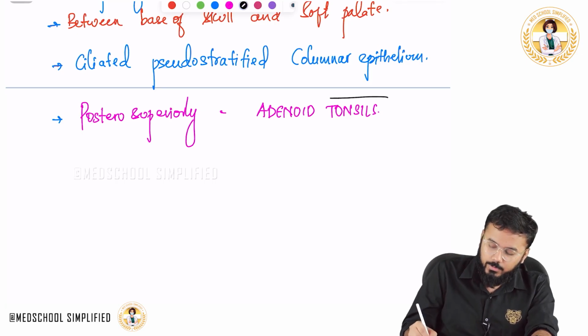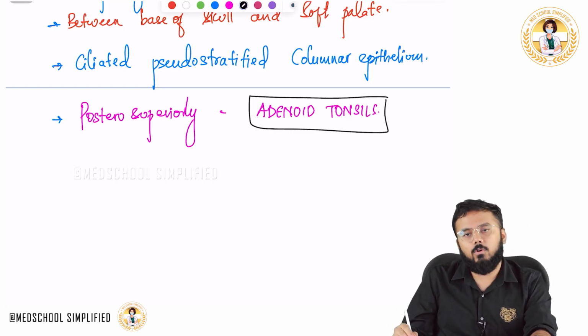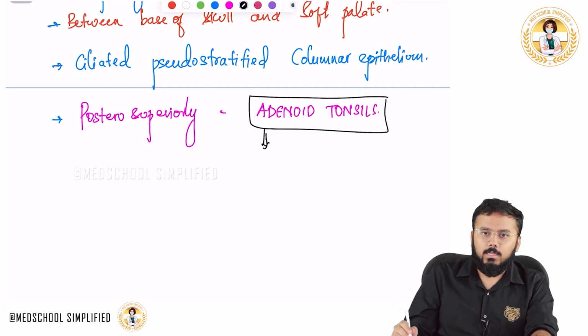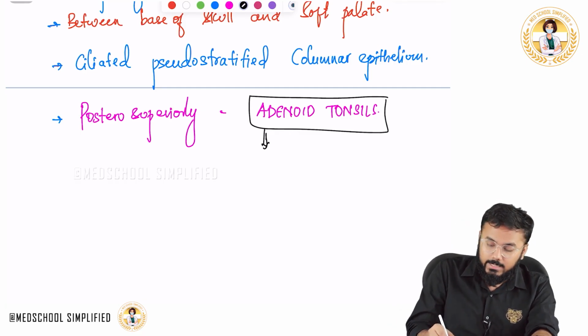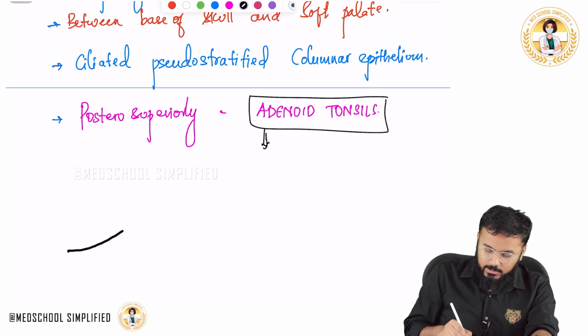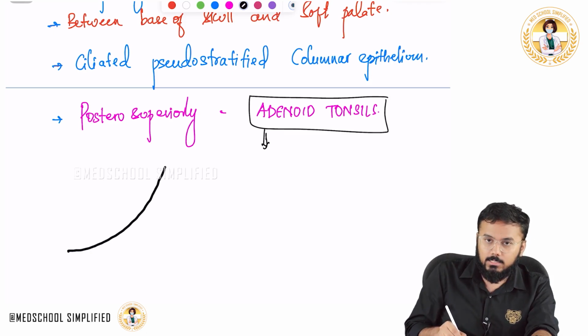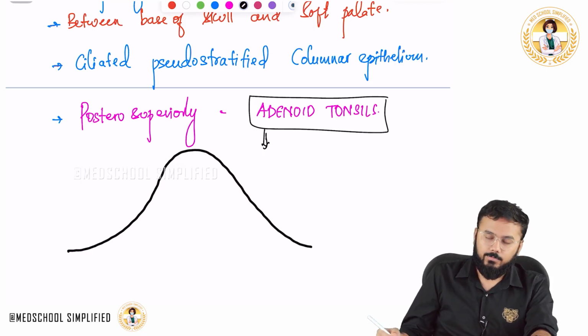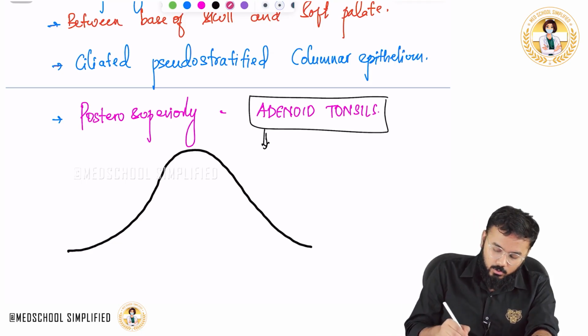So posterior-superiorly, we have got what kind of tonsils? We have got adenoid tonsils, right? Usually you need to know one very important thing, that at the age of 3 to 8 years, the adenoid tonsils grow in size, right? And after 8 years, slowly they regress in size. So this peak growth is seen at the age of 3 to 8 years.